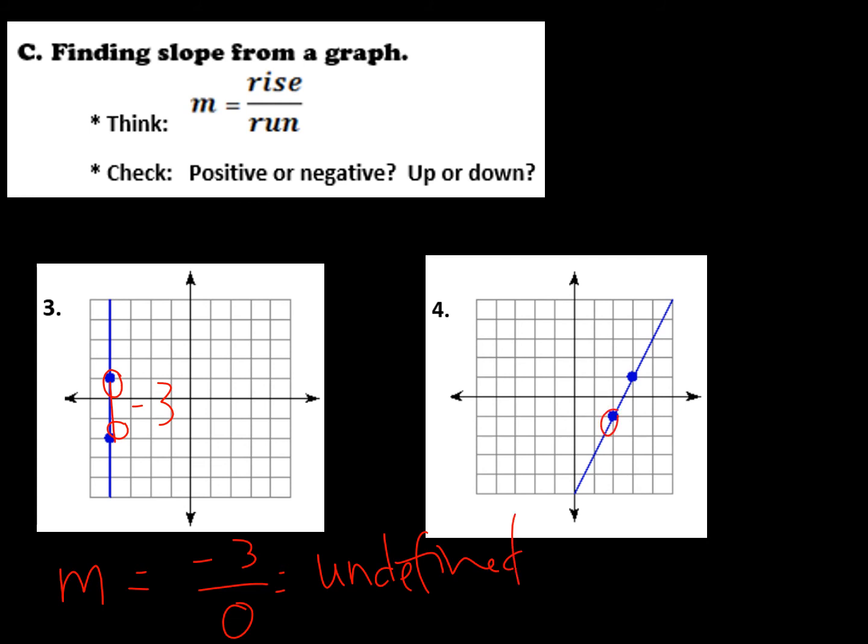Number 4, again, I have my 2 points. I'm going to go up 2, so that's positive 2, and then I go right 1, which is 1. So my slope here is 2 over 1, which simplifies just to 2. So the slope of that line is positive 2.